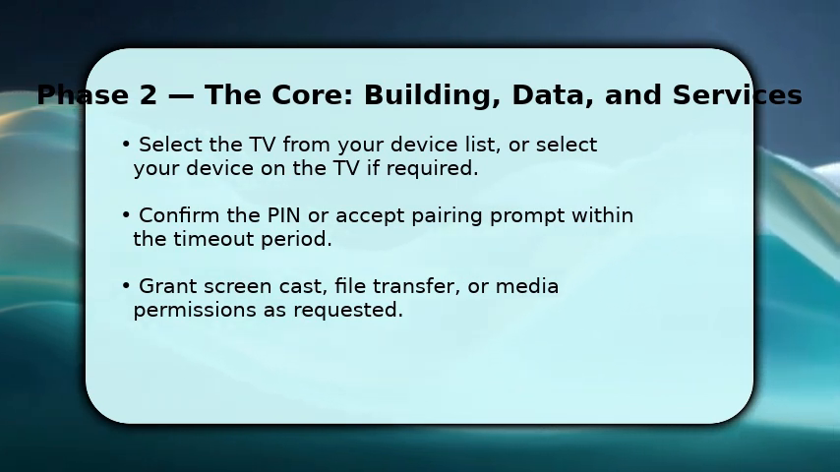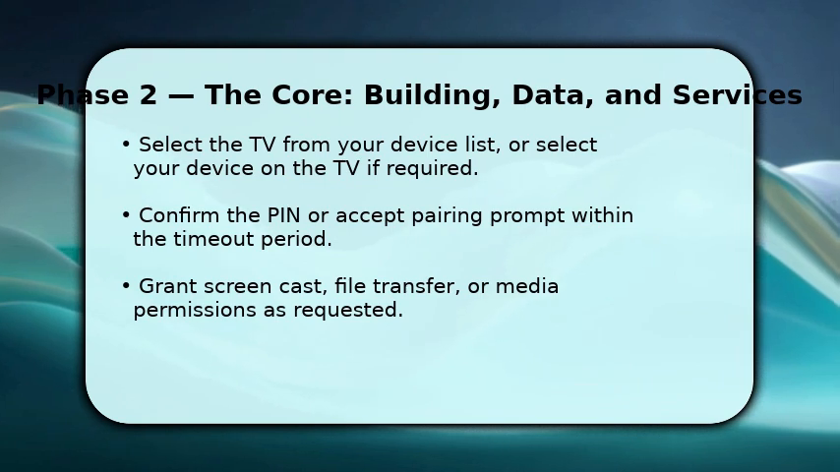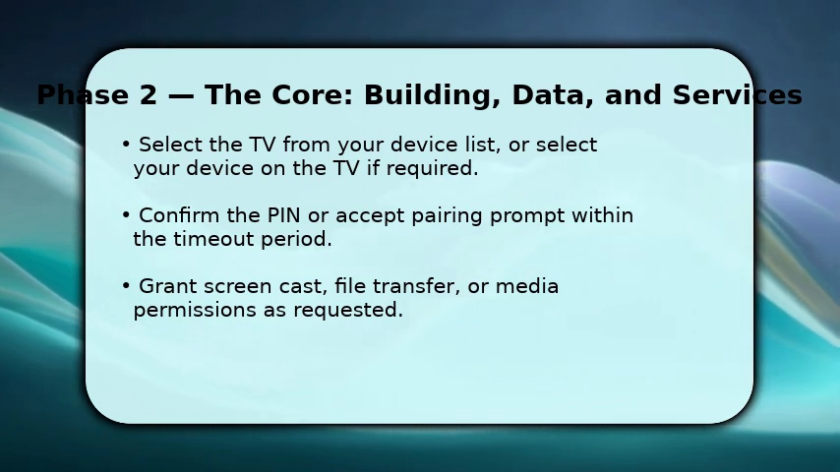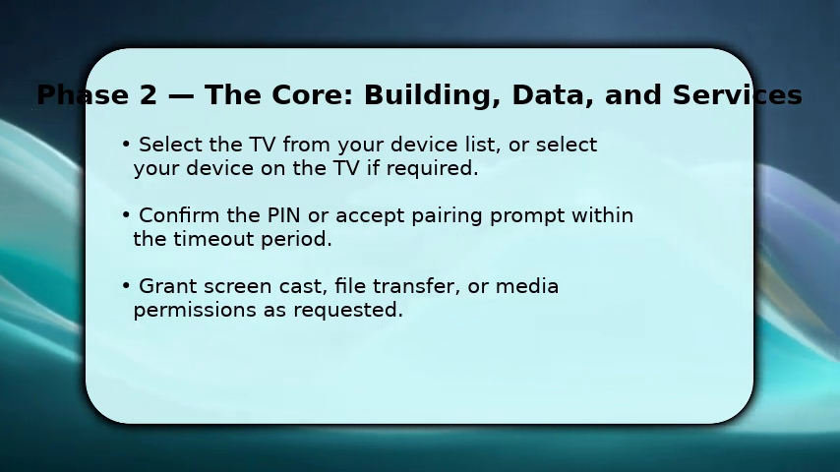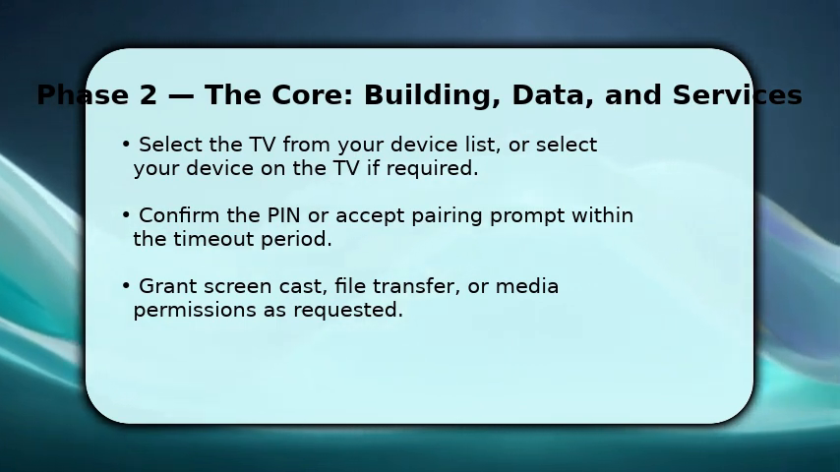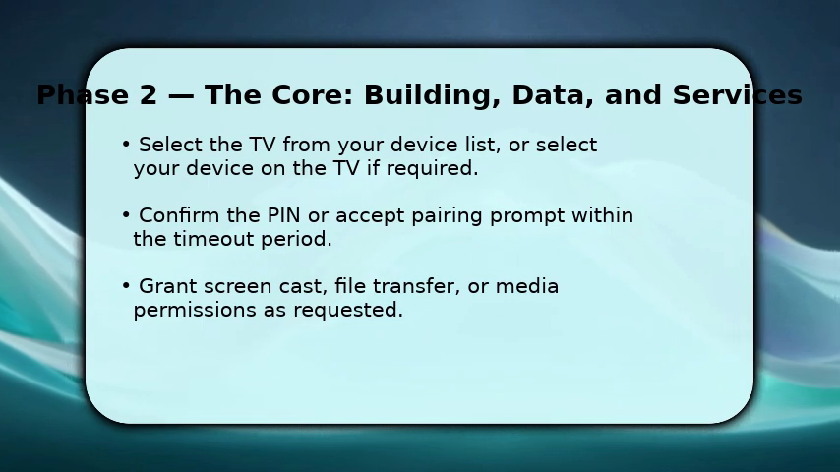Make sure to allow permissions for screencast, media, and file transfer so streaming works. If your device asks for a default action, choose screen mirroring for video or file transfer for media files. Once paired, the devices will create a temporary, direct wireless channel.